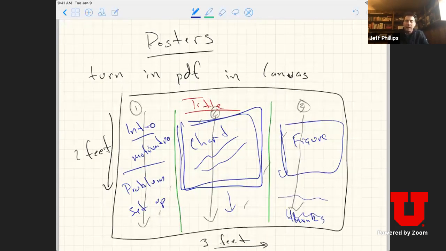And again, don't have long text. No more than one sentence per section is one way to think about it. Use bullets. You don't need full sentences. I don't want to read a book while I'm looking at your poster. I'm going to be coming by your posters, and I'm going to be spending 2 to 3 minutes per poster. So I'm not going to be reading a lot.